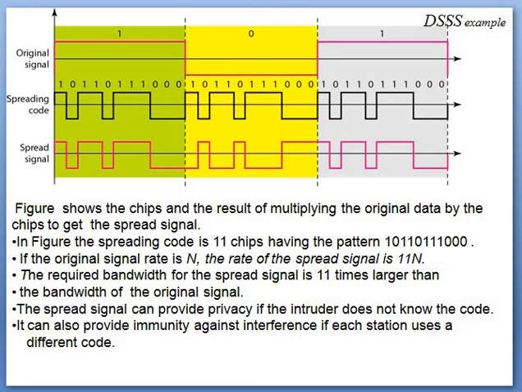The spread signal can provide privacy if the intruder does not know the code. It can also provide immunity against interference if each station uses a different code.